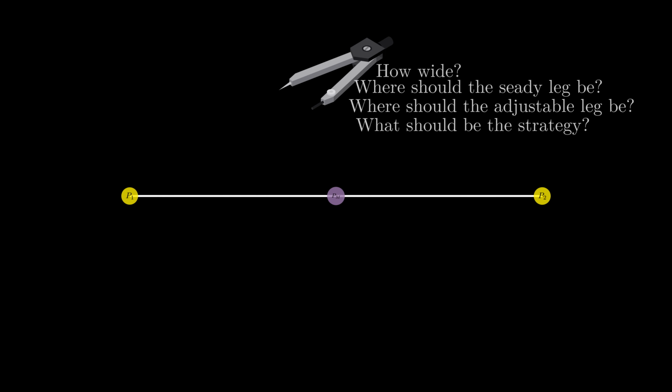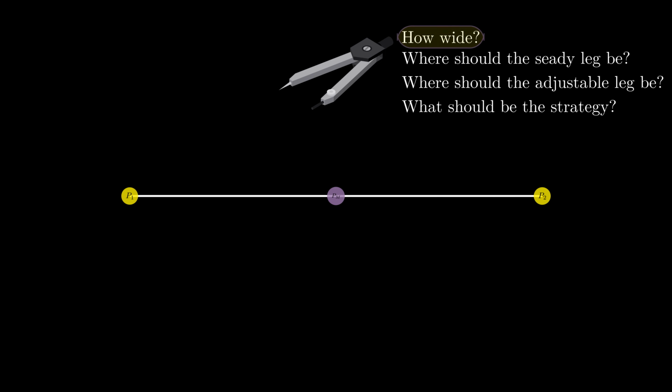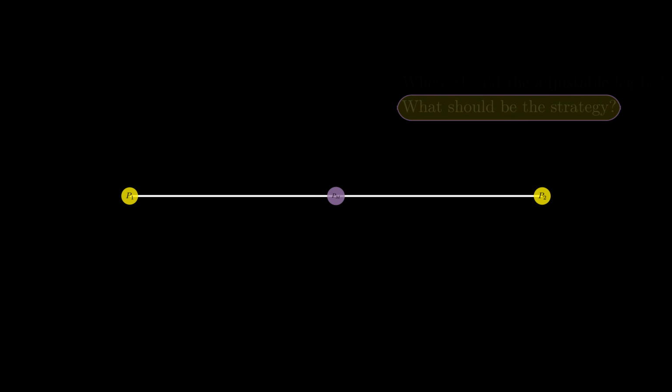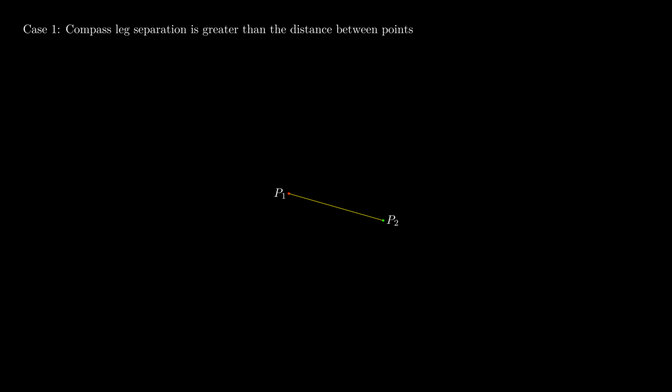Of course, the first question that arises is, how wide should the compass legs be separated in order to locate the midpoint? This question can be answered in many ways, and each answer leads to different outcomes. Let us examine these different approaches one by one. First, let us assume that the compass legs are separated in such a way that when one of the points is taken as the center of the circle to be drawn, both points are contained within the circle. In other words, the compass legs are separated by a distance greater than the distance between the given points.